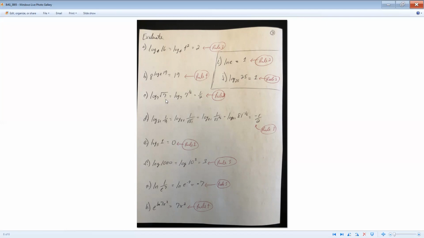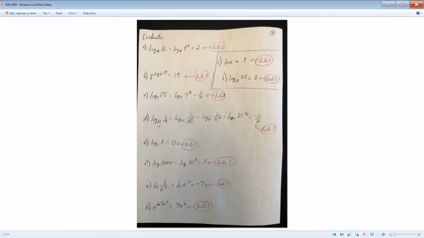Here, I have to be able to represent this square root of 7 in such a way that I will just have an exponent left and a base of 7. So log base 7 of the square root of 7 is the same thing as log base 7 of 7 to the 1/2. So log base 7 of 7 to the 1/2 cancels, leaving you with just 1/2. So don't forget, square root is 1/2 as an exponent, cube root is 1/3 as an exponent, fourth root is 1/4 as an exponent, and so on.